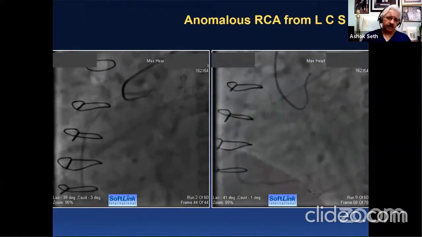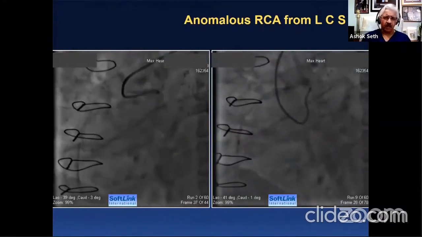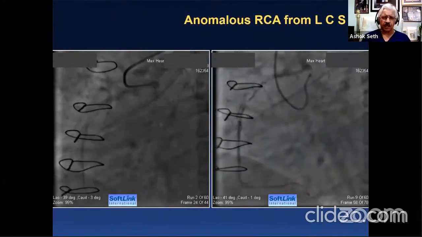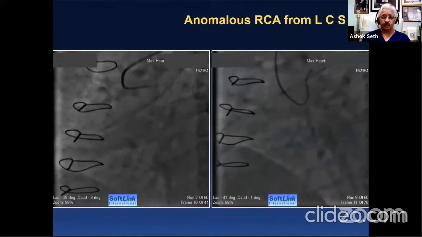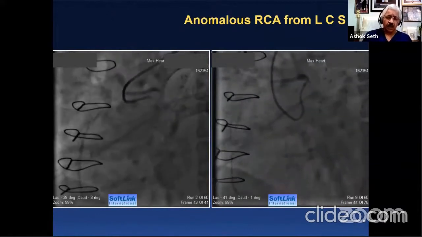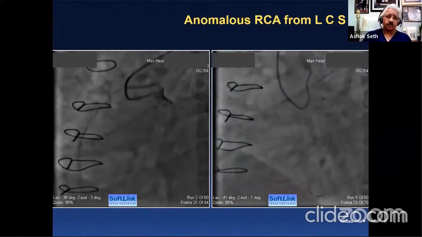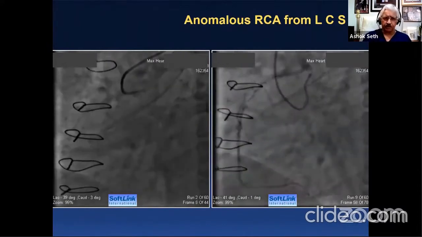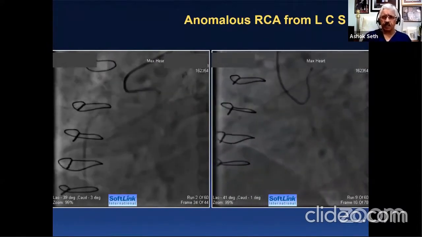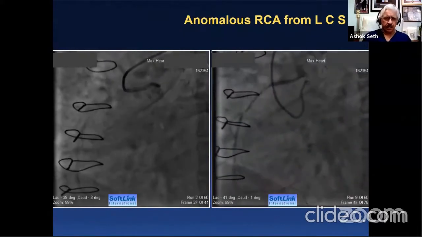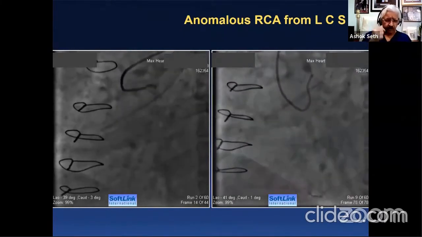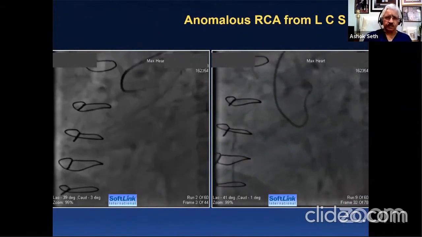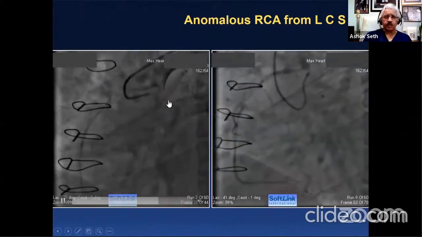The coronary anomalies, by the way, are practically 1 in 500 PCIs, but no, 1 in 250 PCIs that we would do. And of these, majority of them, 75% of them, are right coronary artery arising from left coronary sinus. And then the remaining are circumflex, and rarities, of course, the left main from the right sinus. So here it is, this one.